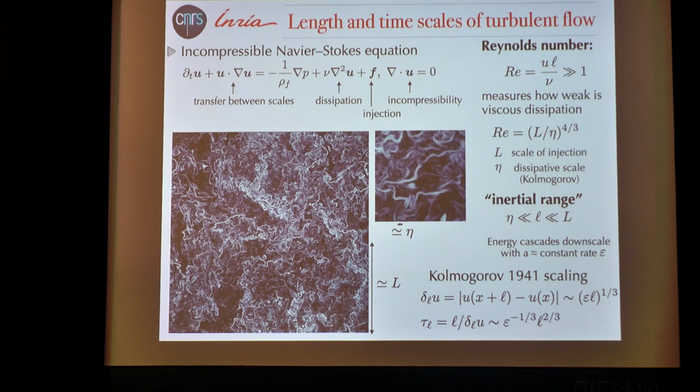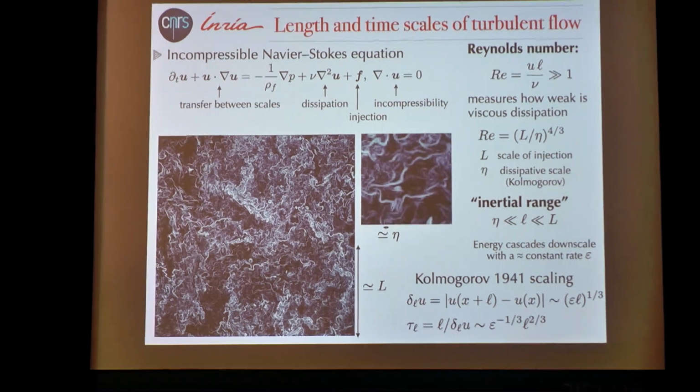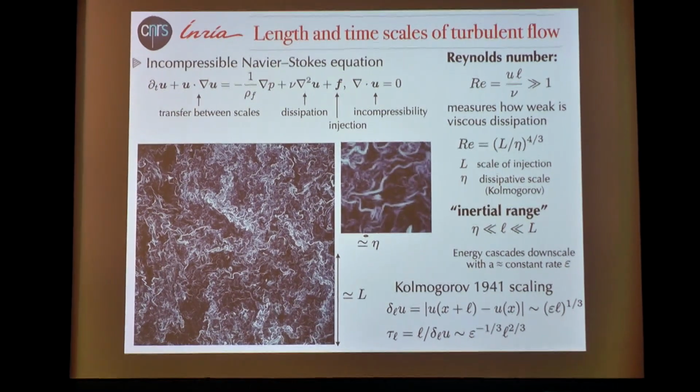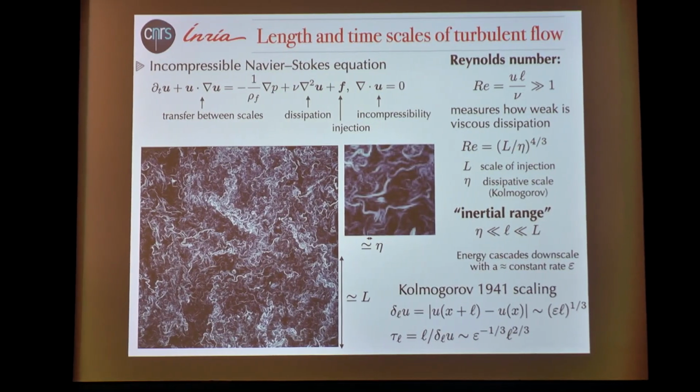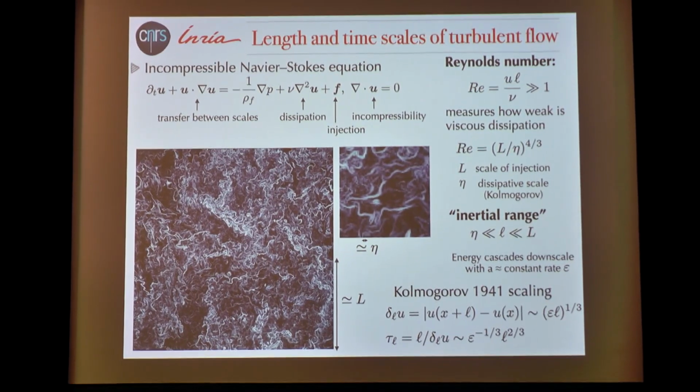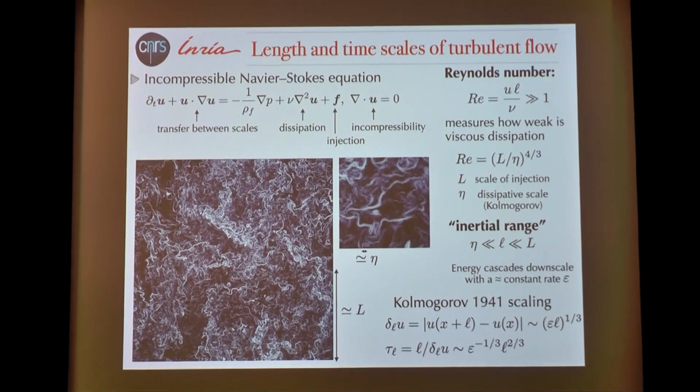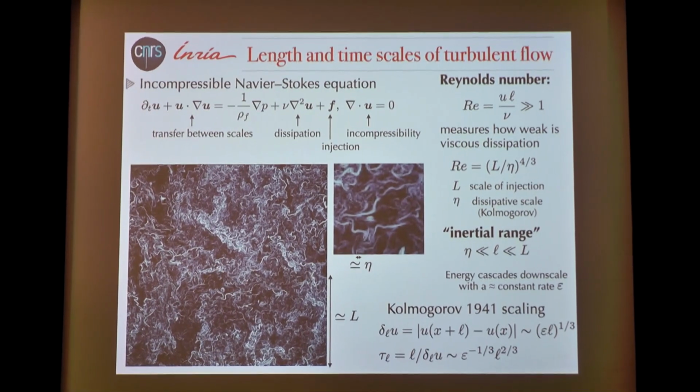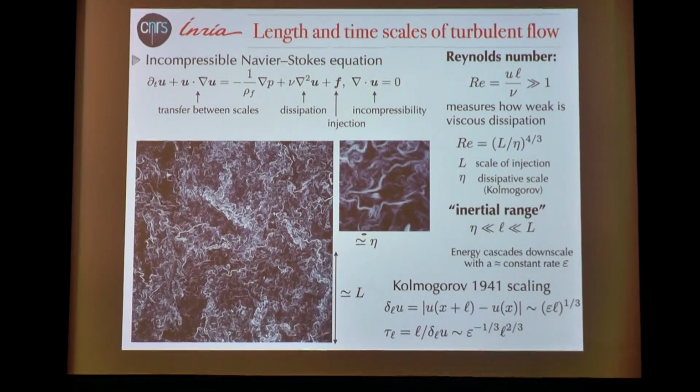Associated to each of these length scales and velocity scales, there is a time scale given by the turnover time at this scale, which itself goes like the power 2/3 of the scale. This is just the turnover time, meaning the distance divided by velocity.